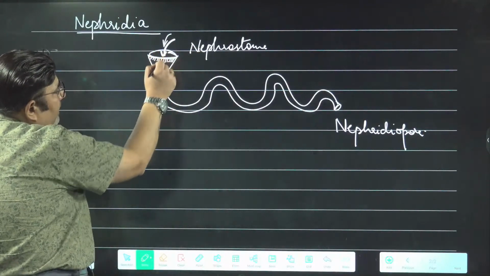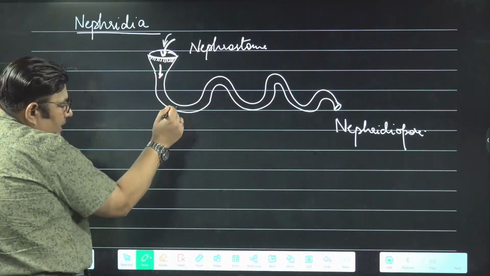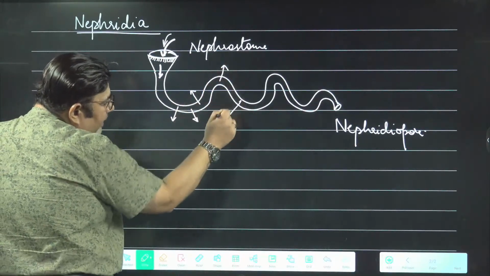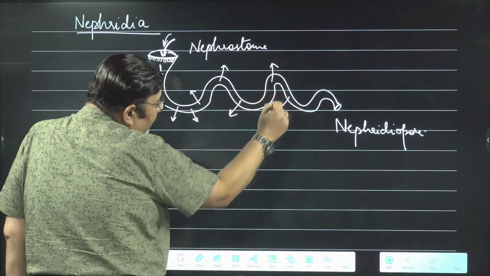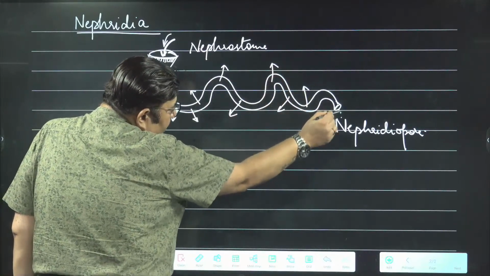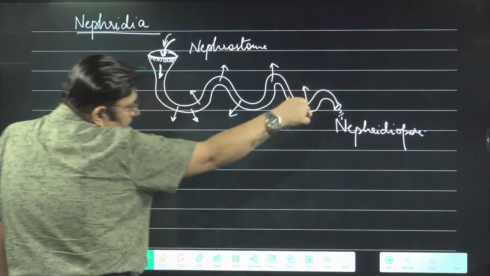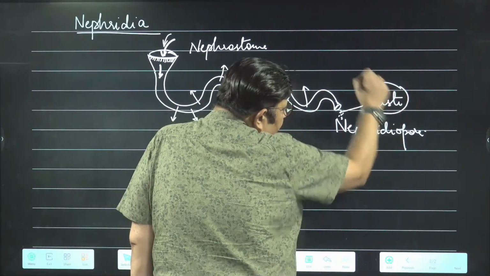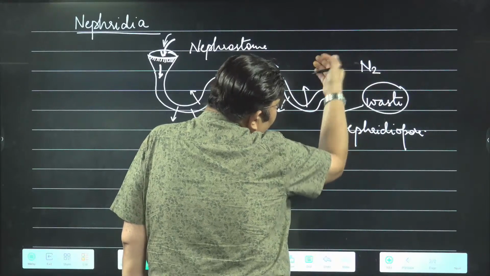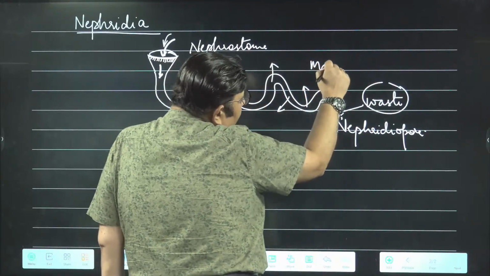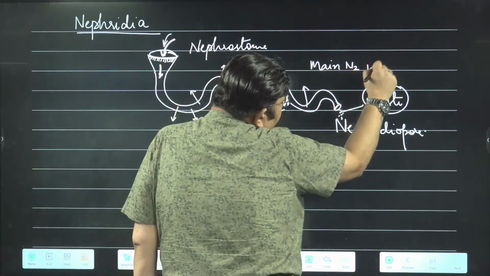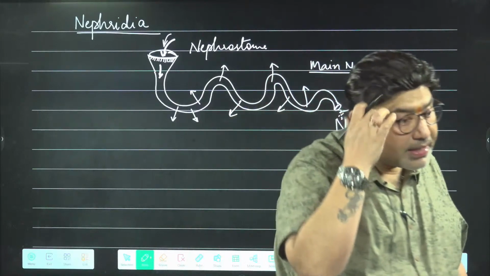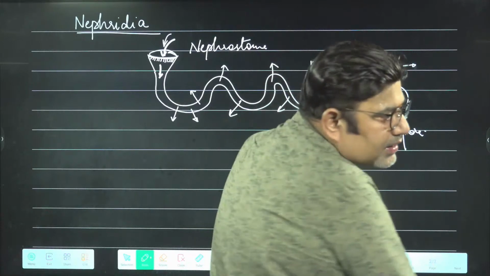The coelomic fluid enters through this, and all the good things are reabsorbed back. Whatever is left is the waste, which is released as urine. This is the waste matter. If I ask you, what is the main nitrogenous waste of earthworm? Who can tell me? The answer is ammonia.